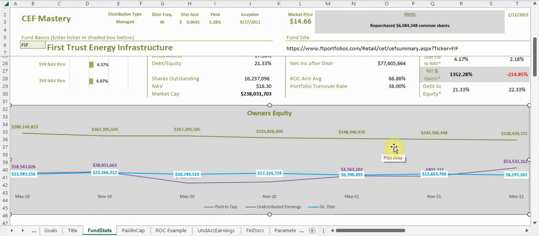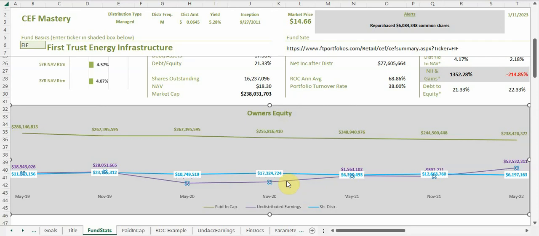Now, the next component of the owner's equity chart is the undistributed earnings, shown here by the purple line. What this line represents is the net effect of every single penny earned by the closed-end fund since its inception, minus every penny it has spent on expenses since its inception, and minus every distribution the fund has ever paid. This is the account that all distributions are made from that are not return of capital.